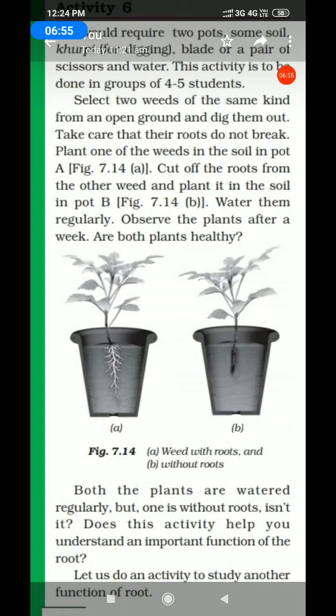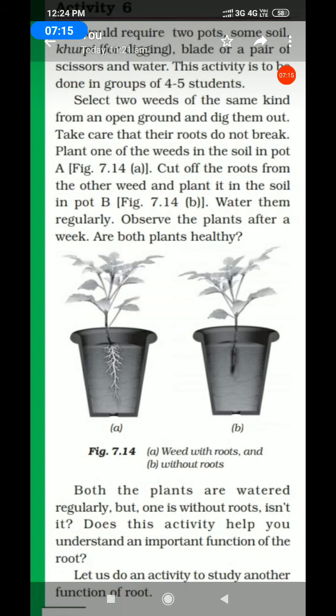Are both plants healthy? Both the plants are watered regularly, but one is without roots, isn't it? Does this activity help you understand an important function of roots? Let us do an activity to study another function of roots.